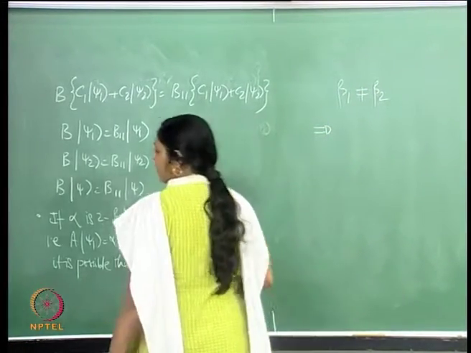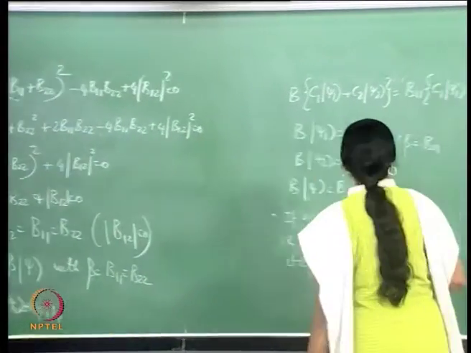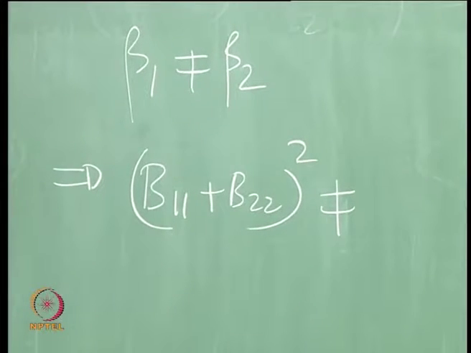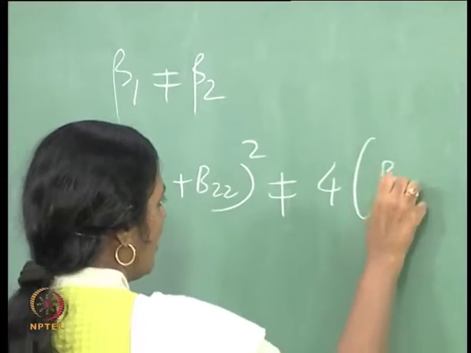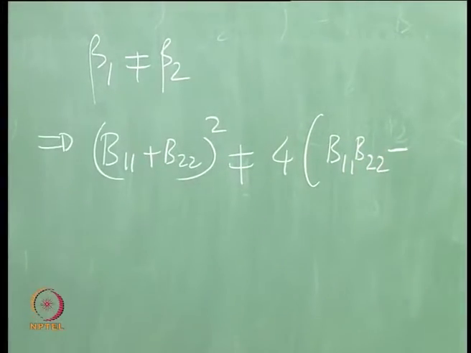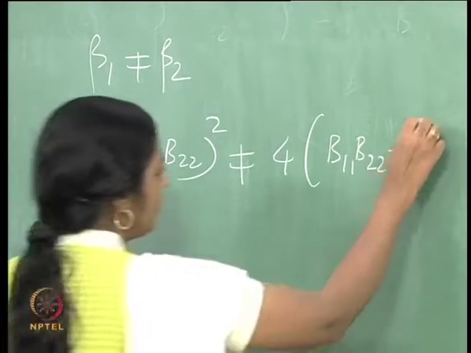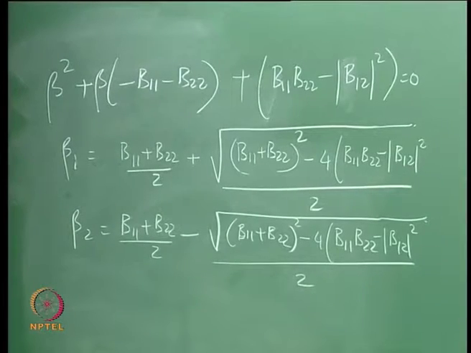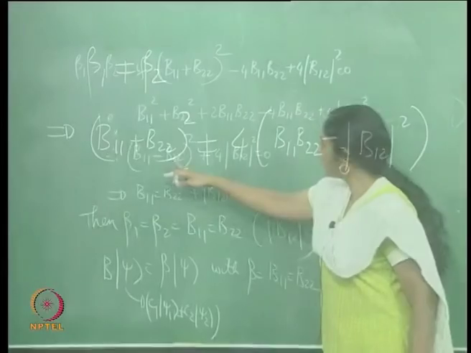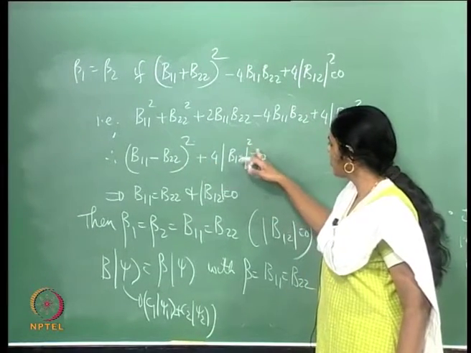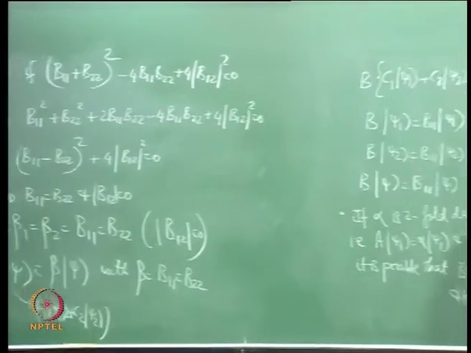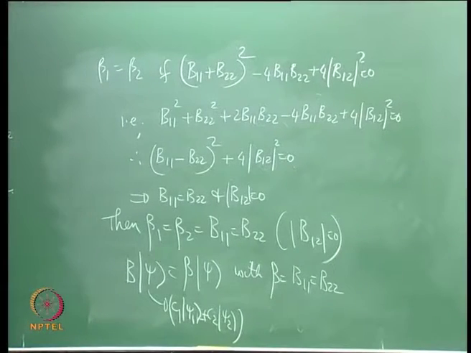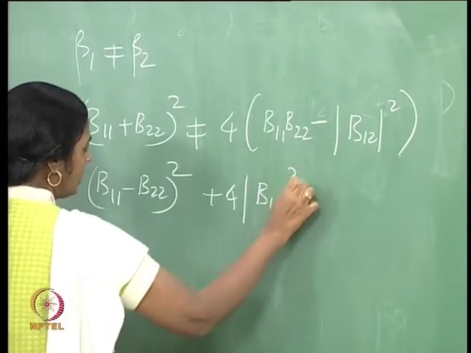What does that mean? That means that that square root is not 0. So, B11 plus B22 the whole squared is not equal to 4 times B11 B22 minus modulus of B12 the whole squared. So, we are looking at a situation like this. As you can see, this simplifies to B11 minus B22 the whole squared plus 4 modulus of B12 the whole squared. So, we are essentially saying B11 minus B22 the whole squared plus 4 modulus of B12 the whole squared is not equal to 0.